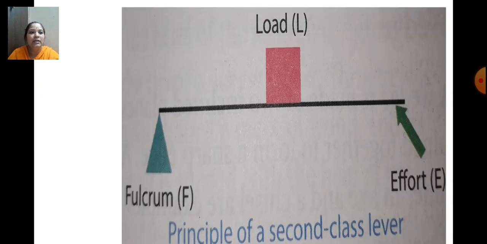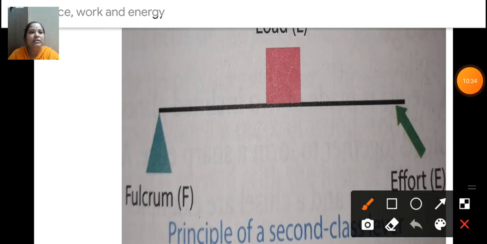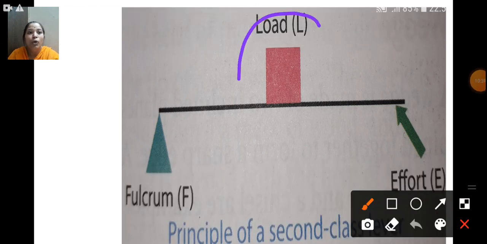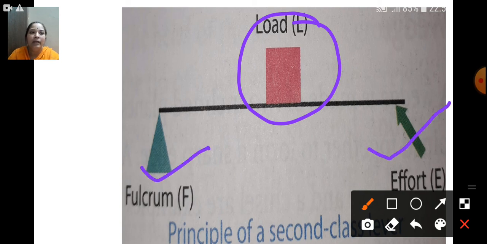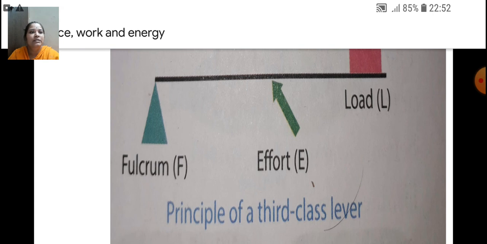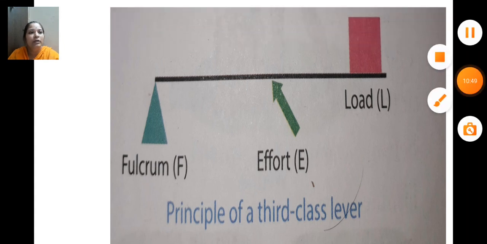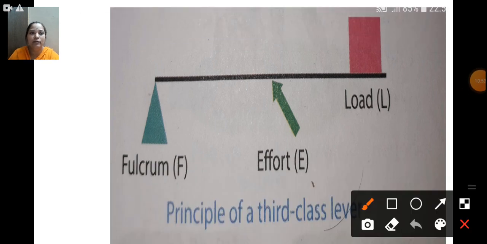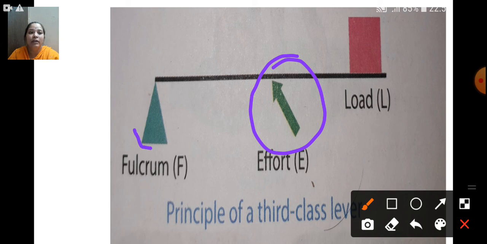In the second class lever, see, this is the principle of second class lever. Load is in the middle of fulcrum and effort. Okay? And this is the principle of third class lever. In the third class lever, effort is in the middle of fulcrum and load.